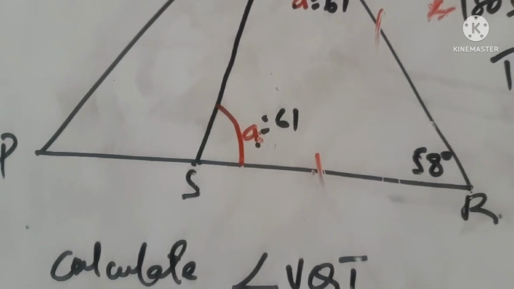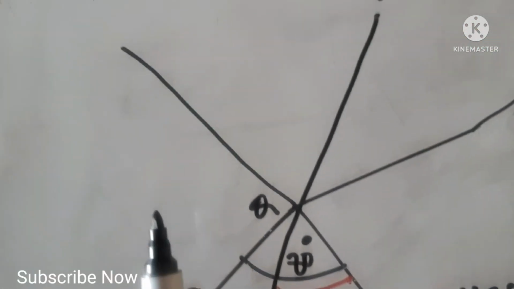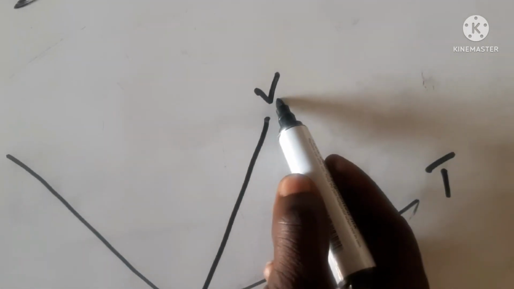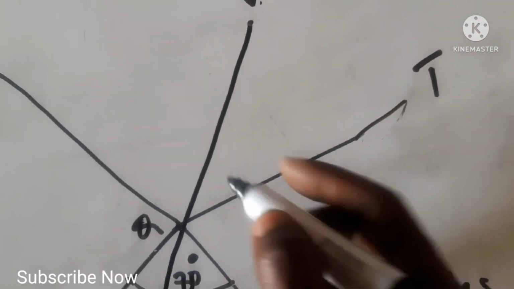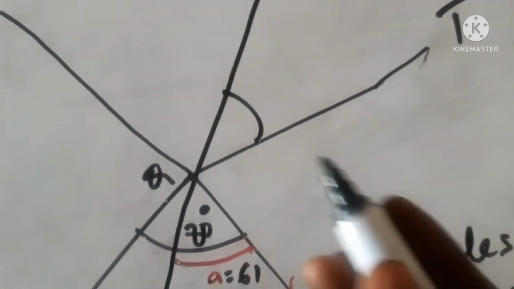Remember, know how to read this. It's very, very important. So VQT. Where's the V? We have V here. So VQT is the angle that they want us to find. So how can we get there?